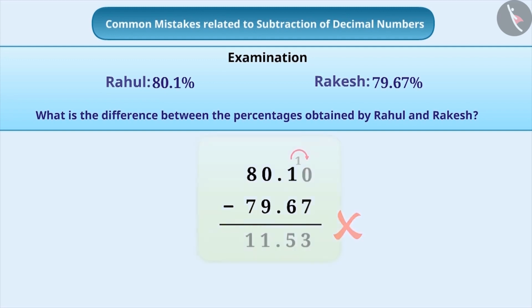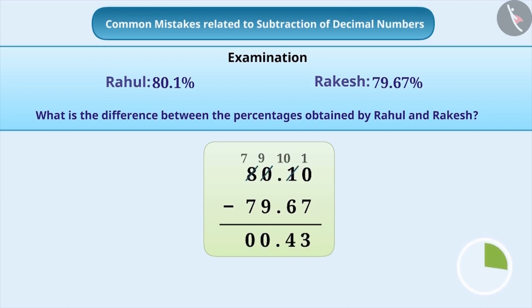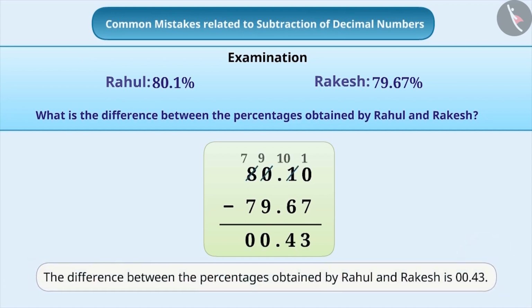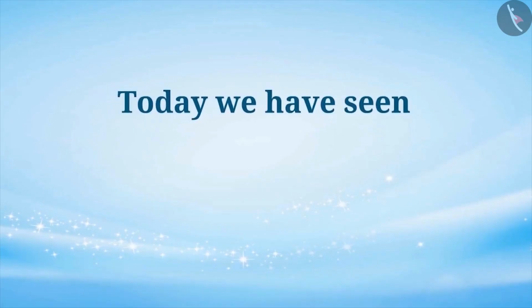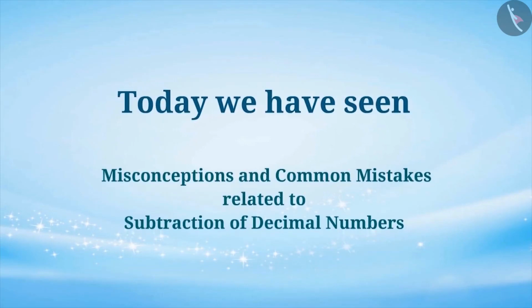The correct understanding is that we have to subtract 79.67 from 80.1. We will write 0 after 1 to make the values equal in digits, and then we will do the subtraction as shown below. Pause the video and understand the concept. By doing so, the correct answer will be 0.43. Today, we have seen misconceptions and common mistakes related to subtraction of decimal numbers.